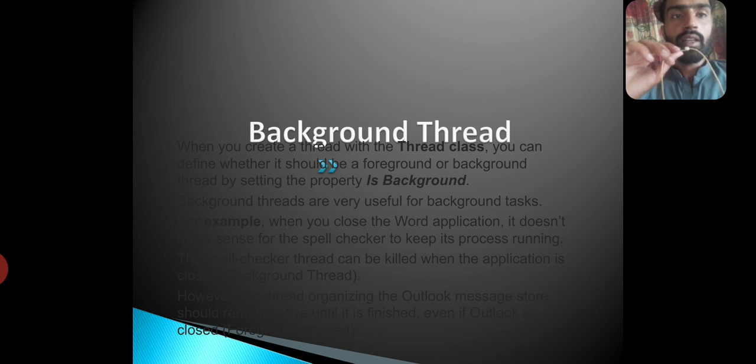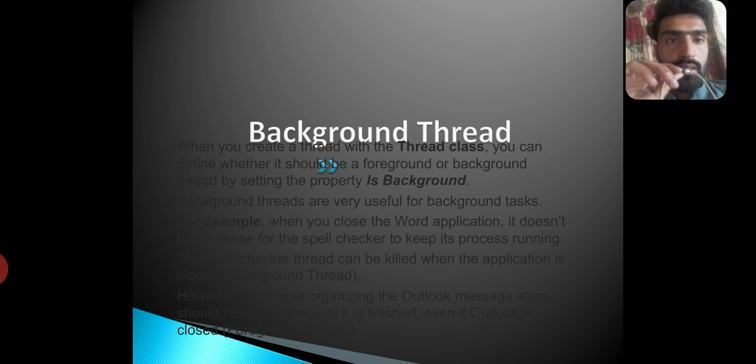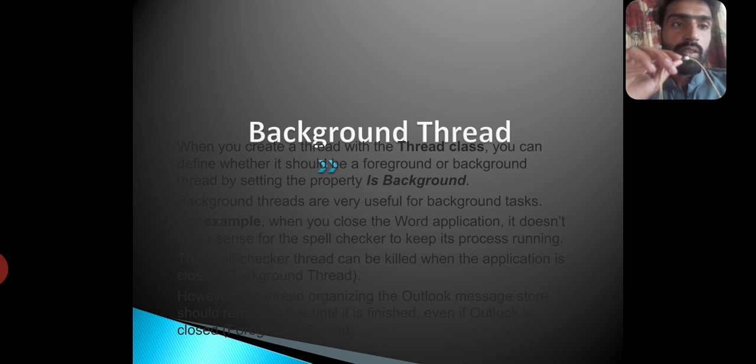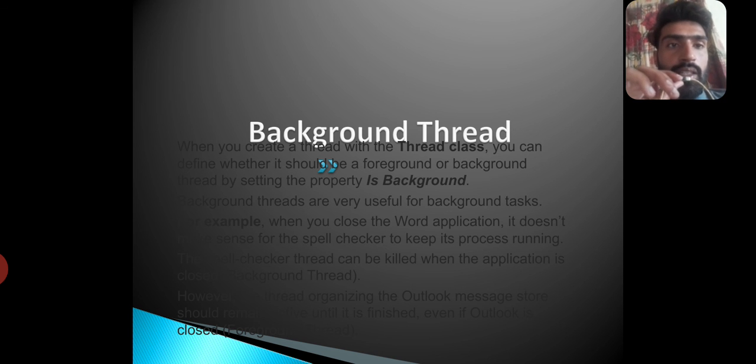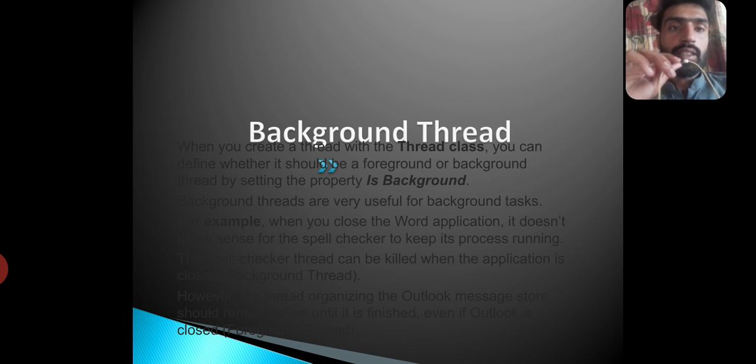Background thread. When you create a thread with the Thread class, you can define whether it should be a foreground or background thread by setting the property IsBackground. Background threads are very useful for background tasks. For example, when you close the Word application, it doesn't make sense for the spell checker to keep its process running. The spell checker thread can be killed when the application is closed, as a background thread. However, for the Outlook message store, the thread should remain active until it's finished, even if Outlook is closed, as a foreground thread.